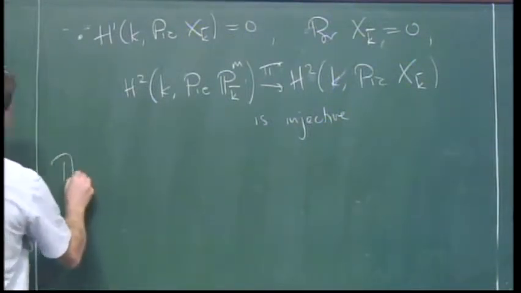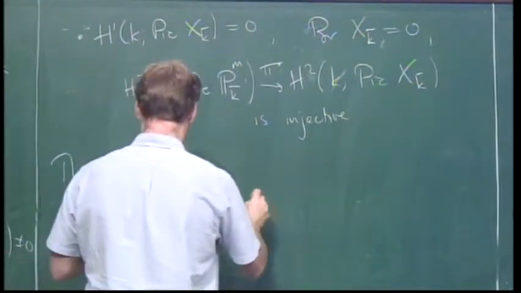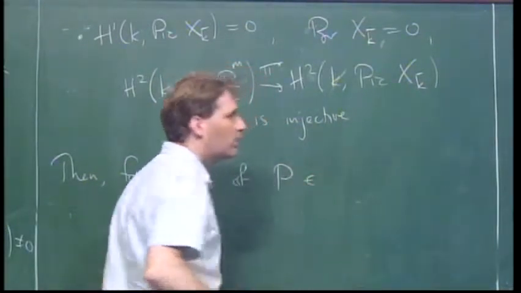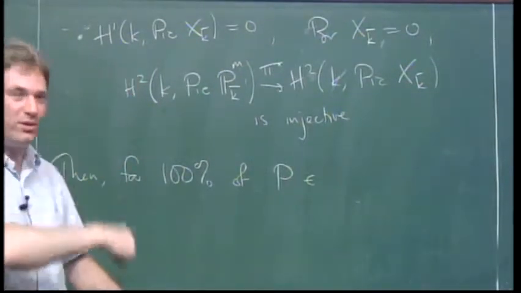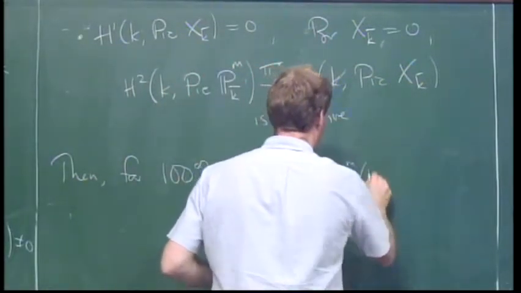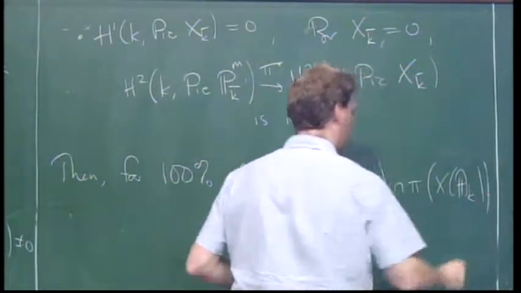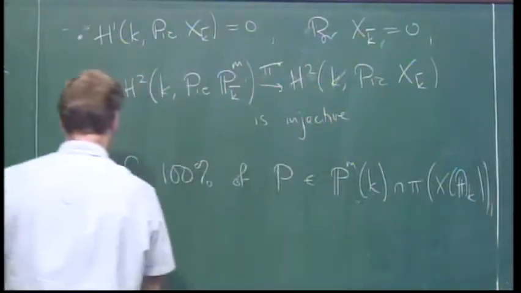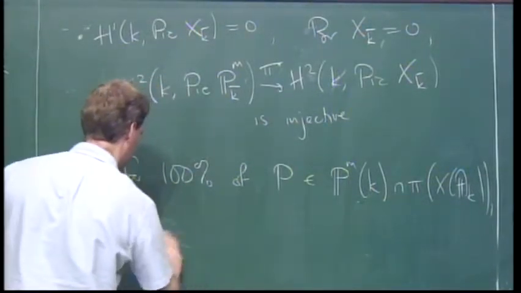So, conclusion. Then for 100% of the points, well, 100% of the ones where the fiber is everywhere locally soluble, there is an obstruction to weak approximation. So if P is in P^m of k intersected with pi of X of A_k, that's just a fancy way of saying the fibers that are everywhere locally soluble, X_P fails weak approximation.